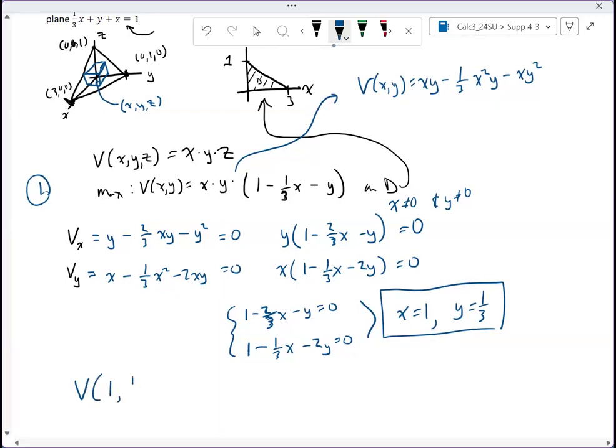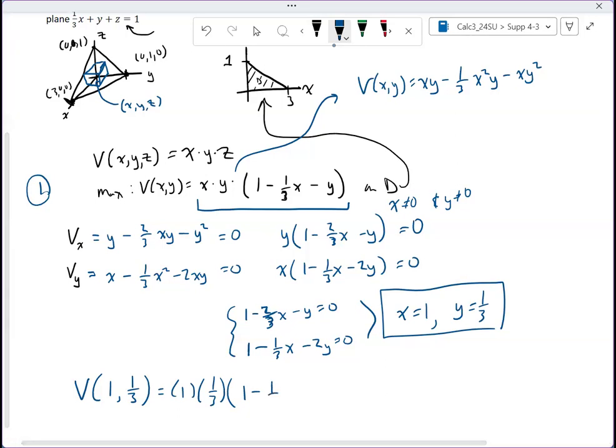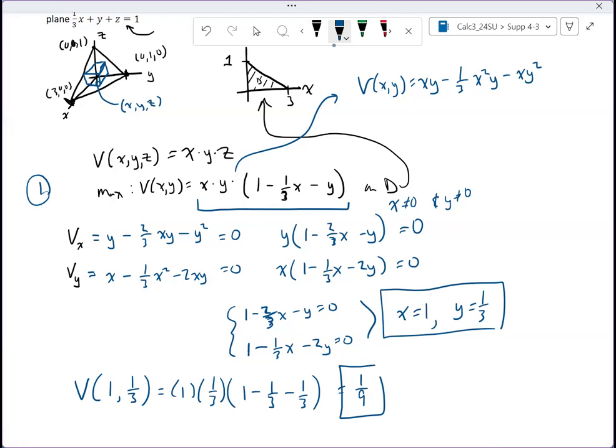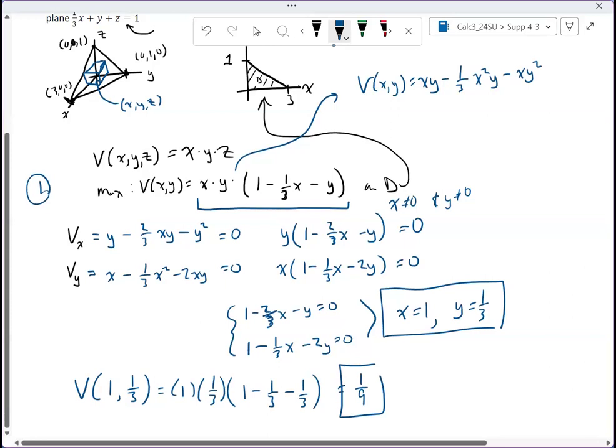And v at 1 comma 1/3, just evaluating this function for x equals 1, y equals 1/3, is going to be 1 times 1/3 times 1 minus 1/3, and then minus 1/3 again. Or this is 1/9. So that's my potential maximum value and its location. But again, I also have to check the boundary, because I could get a larger potential maximum value along the boundary.